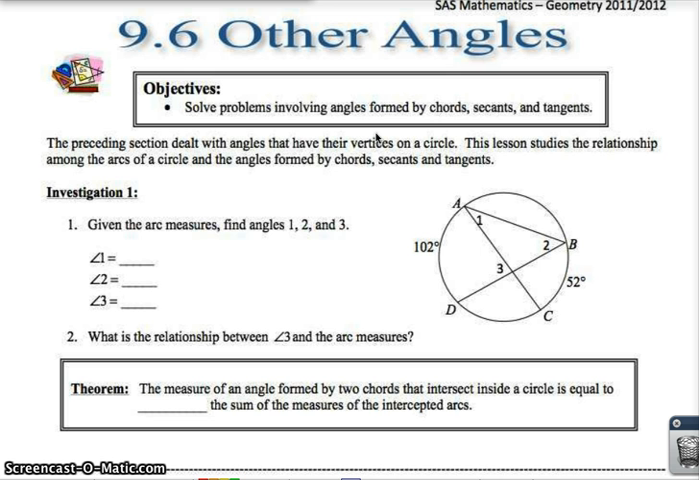So investigation 1, I want you to go ahead and try to figure out what angles 1, 2, and 3 are based on prior knowledge, based on what you've learned already in this chapter. So go ahead and push pause and then calculate those angles on your own.